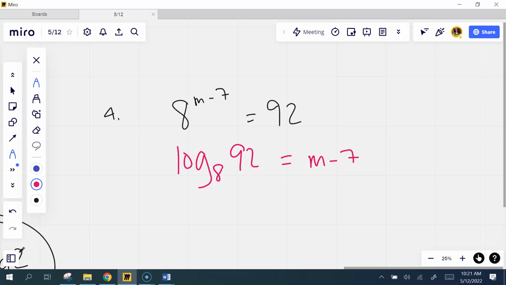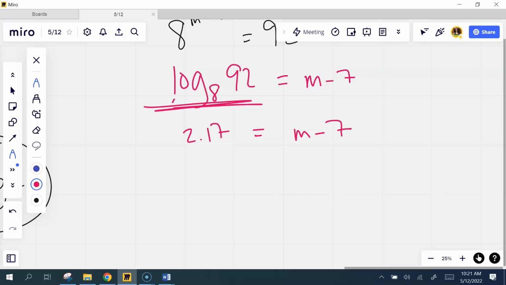I'm still not solved for m, but that's okay because I can. I'm going to put this in my calculator first and find out what that exactly equals. What do you get? There you go. I'm going to take it out two places. Equals m minus 7. Can you solve that for m now? How? What are you going to do? Add.